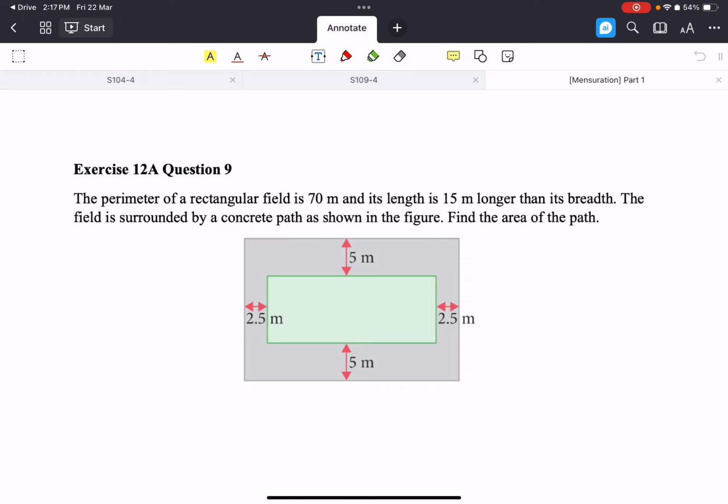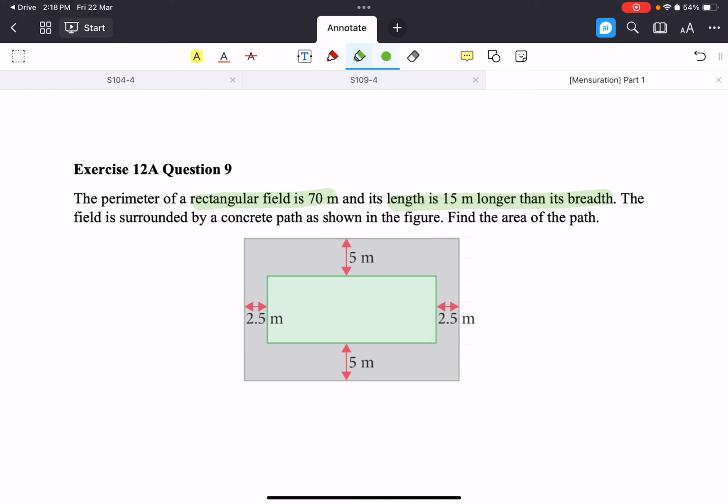So to find the area of the path, what we need is the area of the larger rectangle minus the area of the smaller rectangle. It is actually a good habit to label everything properly. So first of all, let's see what information we have. We know that the field is 70 and the length is 50 meters longer than its breadth. Sorry, the perimeter is 70. So what we need to do now is to figure out the length and breadth of the field.